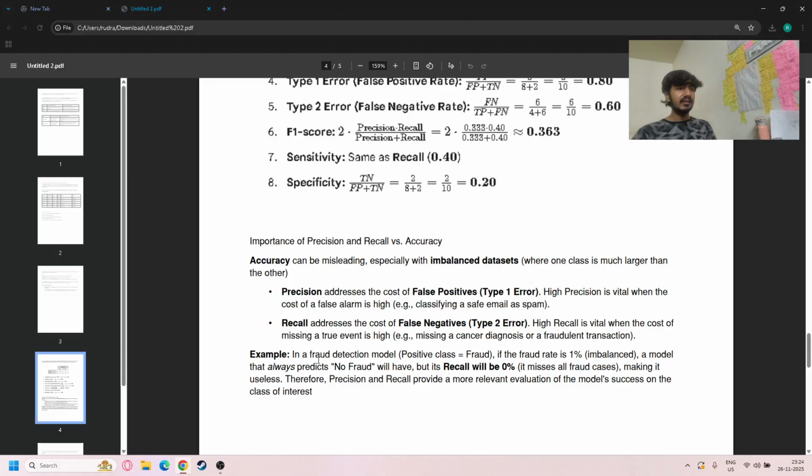Now let's take an example. In a fraud detection model, if the fraud rate is 1%, a model that always predicts no fraud will have high accuracy, but its recall will be 0%. If recall is 0%, it will miss all the fraud cases. Even if it is 1%, it still amounts to something. So it will make the model useless, right? Therefore, precision and recall are very important, and they are very relevant to the evaluation of a model's success.